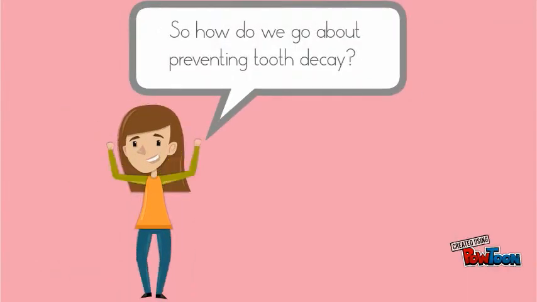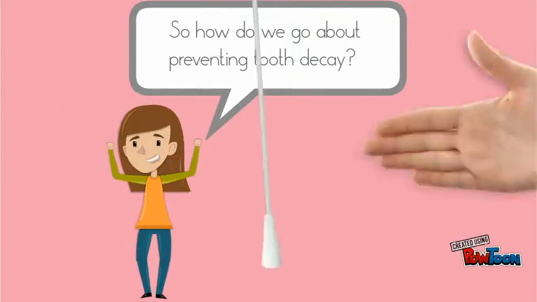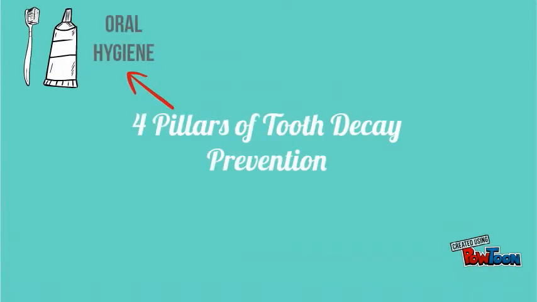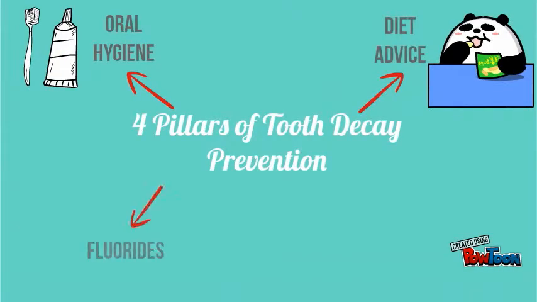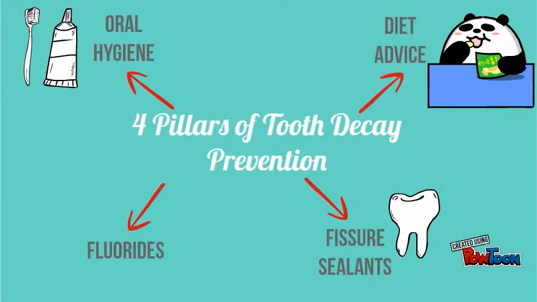So how do we go about preventing tooth decay? Oral hygiene practices, diet advice, usage of fluorides such as toothpaste, all of which will be covered in the subsequent videos, and lastly, fissure sealants.